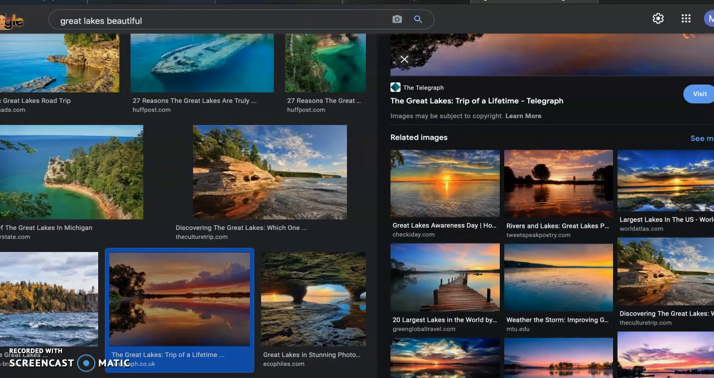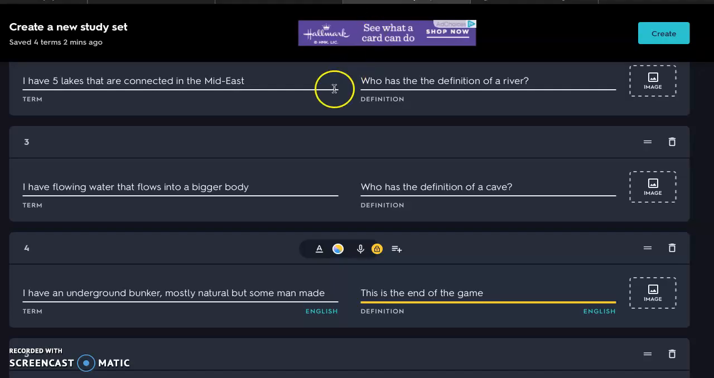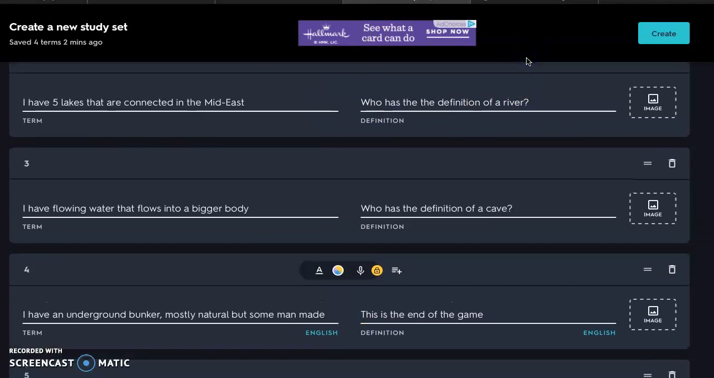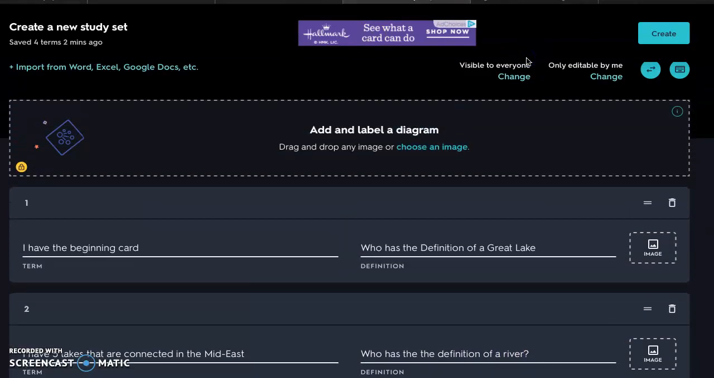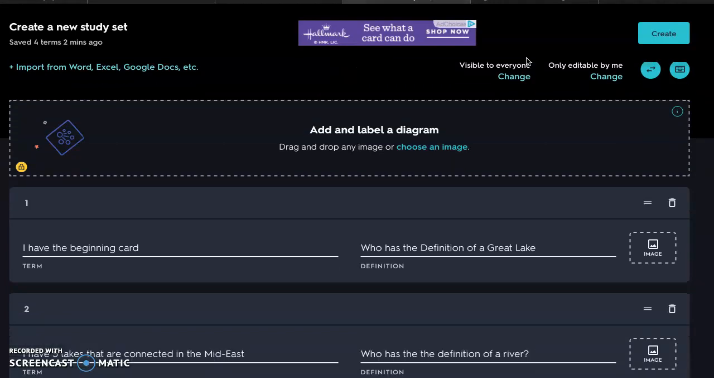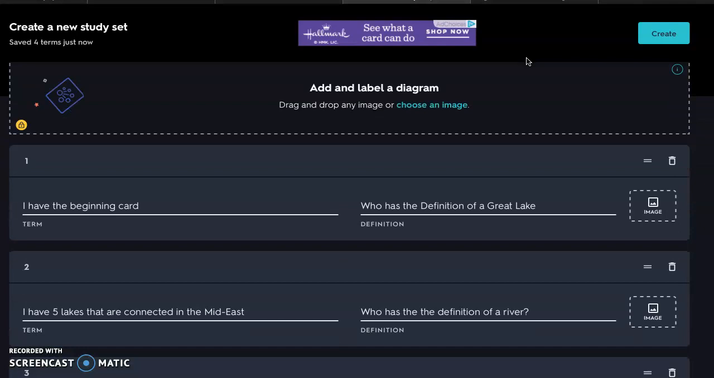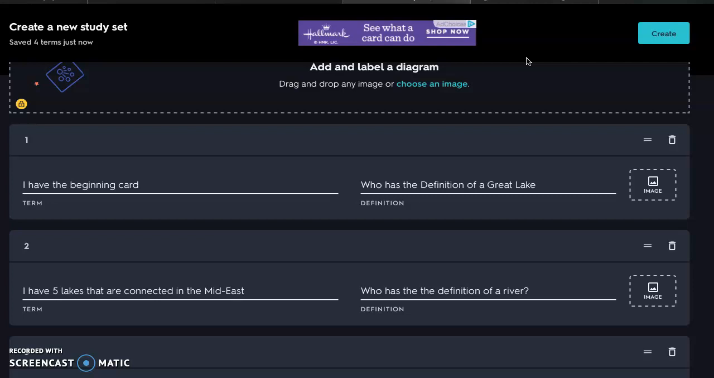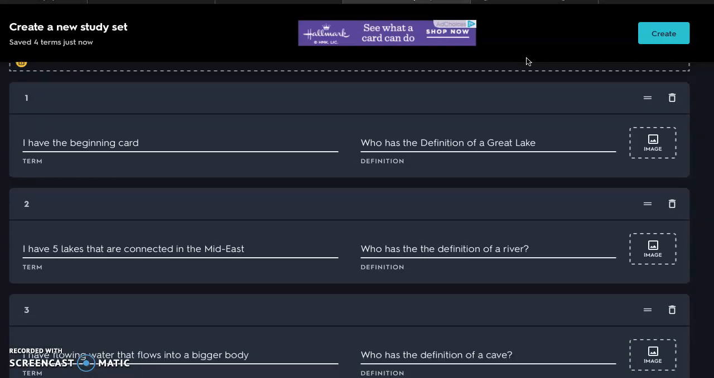And then after this, we'll play a short game. The game is called I Have, Who Has. So the first person will read, I have the beginning card. Who has the definition of a Great Lake? So the next person, whoever has the definition for a Great Lake, would step up and say, I have 5 lakes that are connected in the Mideast. Who has the definition of a river?